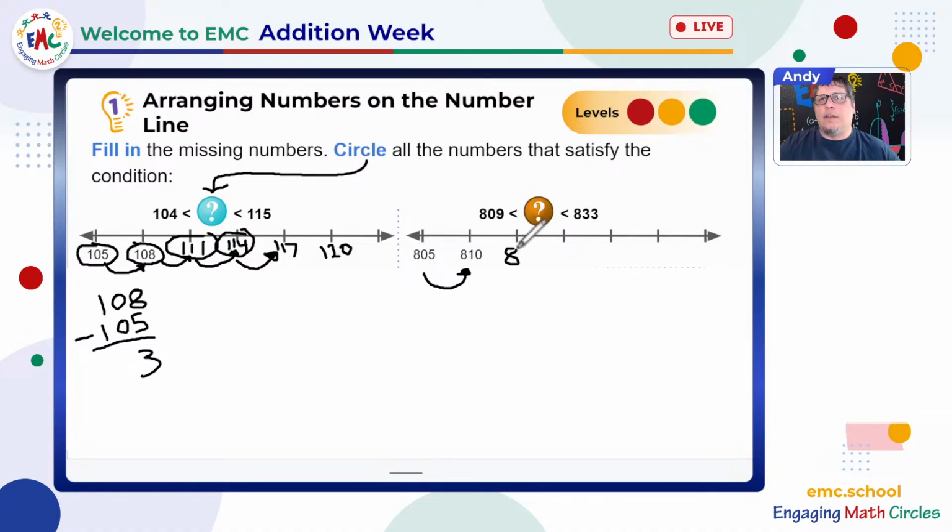So we need 815, 820, 825. Well, that's right, 5. Awesome. And 830. Okay. Now we want to put a circle around all of the numbers that match our condition. Circle all the numbers that satisfy this condition. They're between 809 and 833.